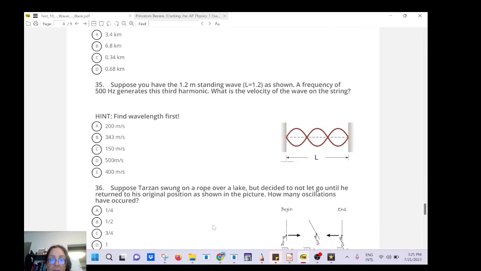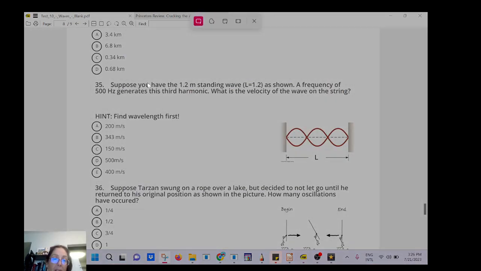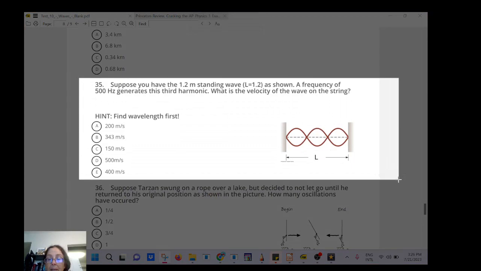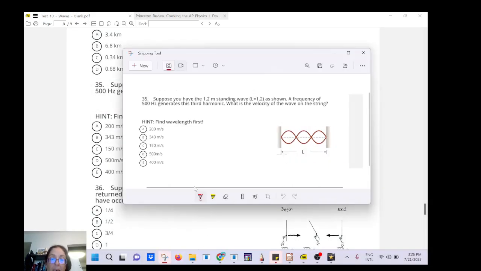Find the wavelength first. Oh, we have a hint here. Goody goody. L equals, so this is 1.2 meters. What is the velocity on the string? And they tell you find the wavelength first. So you divide by 3. So that means divide by 3, that's going to be 0.4 meters.